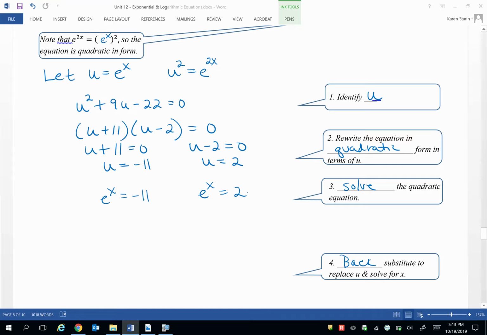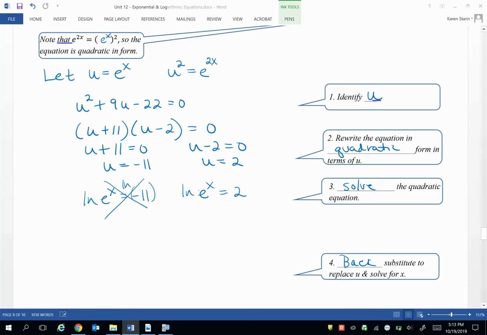So let's take the ln of both sides. Well, what happens when we try to take the ln of negative 11? We can't. We can't take the natural log of a negative number. We can't take the log of any base of a negative number. So this is not going to be a solution.